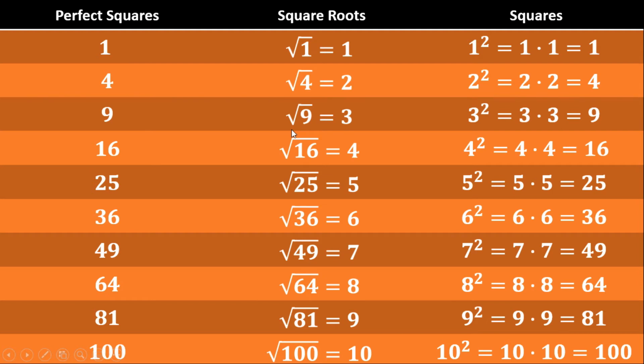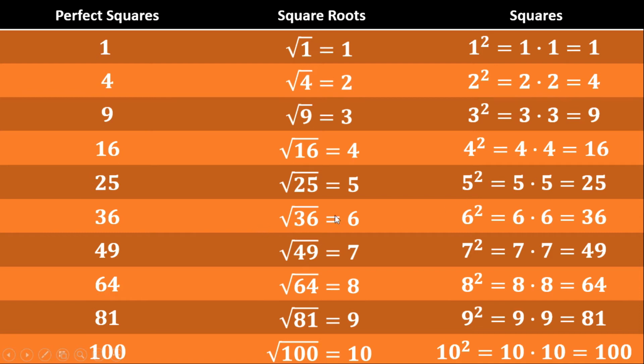Next, square root of 9 is equal to 3 because 3 squared is equal to 3 times 3, which is equal to 9. Square root of 16 is equal to 4. 4 squared is equal to 4 times 4, which is equal to 16. When we get the square root of 25, that is equal to 5. It is because when we square 5, we are going to have 5 times 5, which is equal to 25.